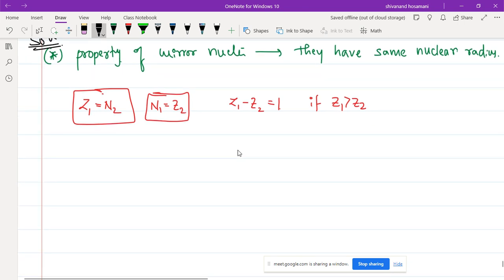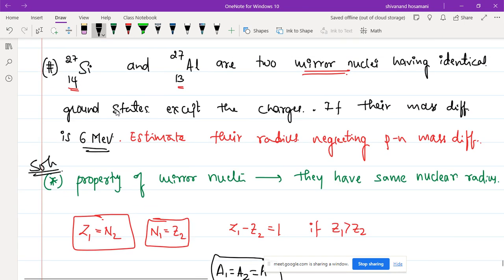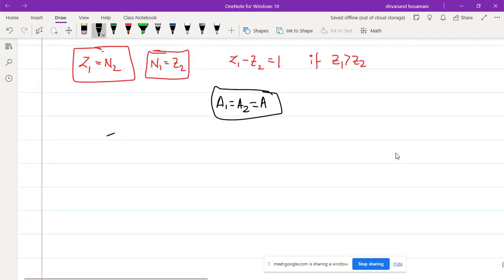Next, we know that A1 is equal to A2, so they have already given A1 equal to A2. Look at this: mirror nuclei are available. Yes, correct. Now they have given the mass difference, which is equal to 6 MeV. So how do we define the mass difference, neglecting the proton-neutron mass difference?